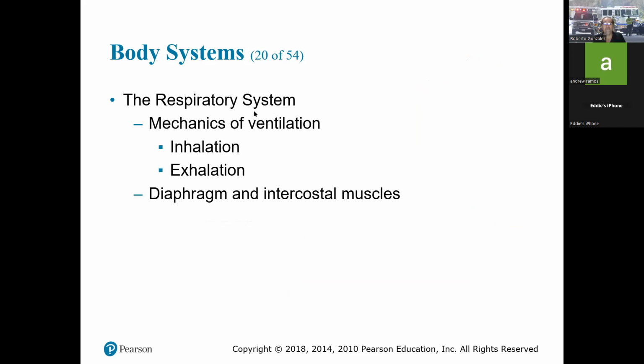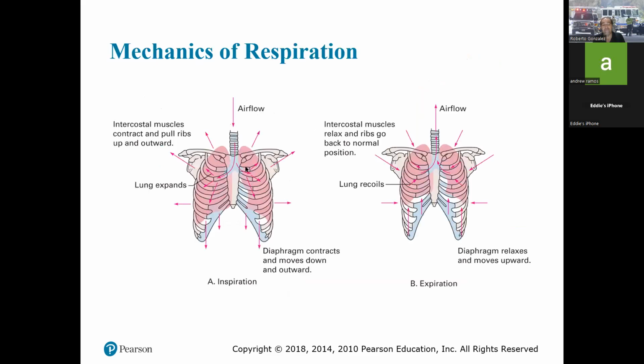Okay, respiratory system, you have mechanics and ventilation, you have inhalation and exhalation. Inhalation is where air goes in, exhalation when it goes out. You have the diaphragm and the intercostal muscles that react to the body. And when they contract, they cause the chest cavity to expand.